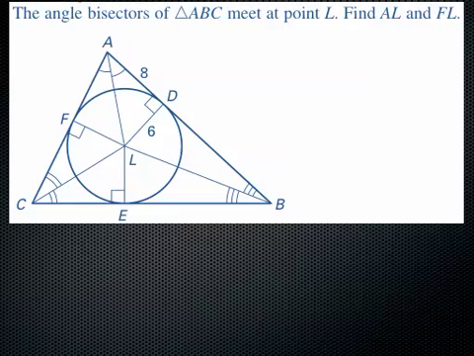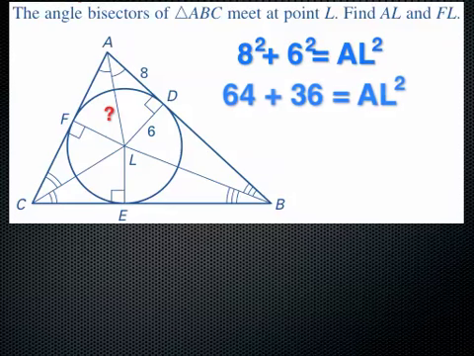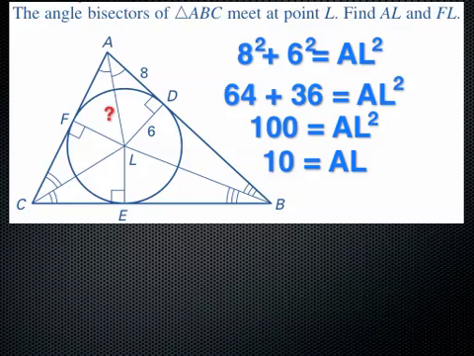They asked me to find AL first. If you notice again, we're not given AL, so we're going to have to find it. And again, we're going to be able to use the Pythagorean theorem to find the length, because we're given that the two legs of the right triangle formed, triangle ALD, are 8 and 6. So we can say 8 squared plus 6 squared equals AL squared. Well, 8 squared and 6 squared would be 64 plus 36 equals AL squared. 64 plus 36 is 100, which equals AL squared. Remember, to get rid of squaring, we have to take the square root of both sides. And when we do that, we find that AL equals 10.